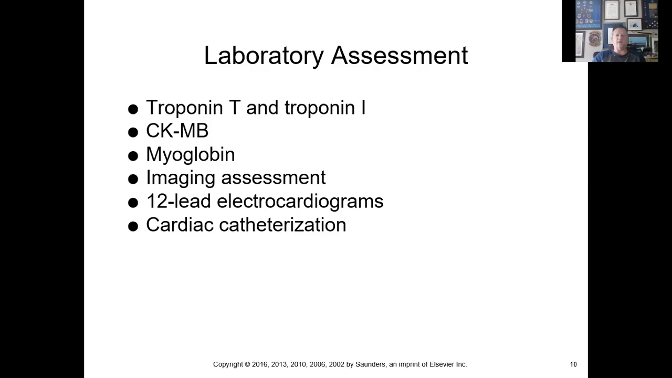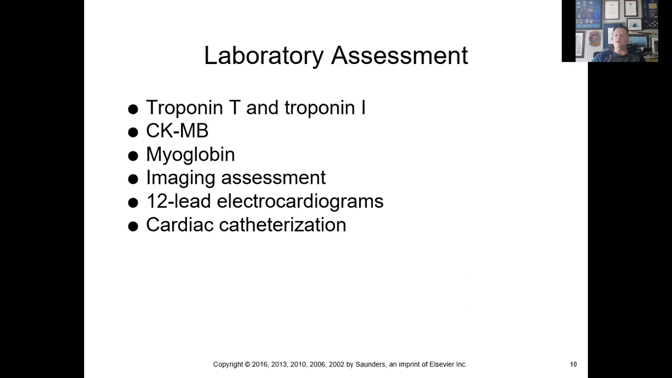Imaging assessments, we can actually go in and do an echo to see how our wall motion is, see how our ejection fraction is, and see the actual pumping capability of the heart. Like, is the anterior wall moving worse, or is the inferior wall moving worse?